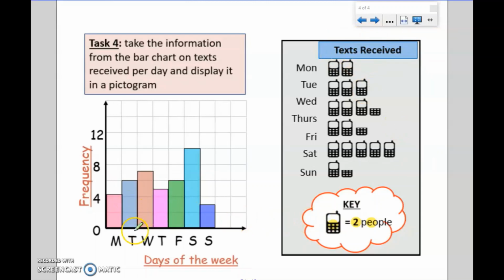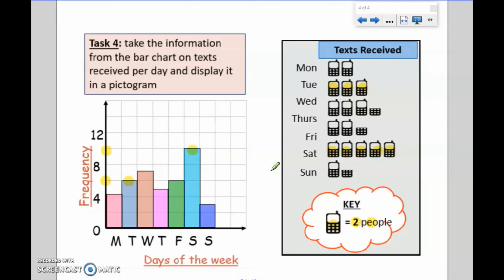If I look at Tuesday, you can see that the frequency for Tuesday was 6, which is why it is represented by 3 mobile phones. 3 images times 2 represents a frequency of 6. For Saturday, the frequency, the height of the bar is 10, so that should be represented by 1, 2, 3, 4, 5 images, 5 times 2 representing a frequency of 10 for Saturday.